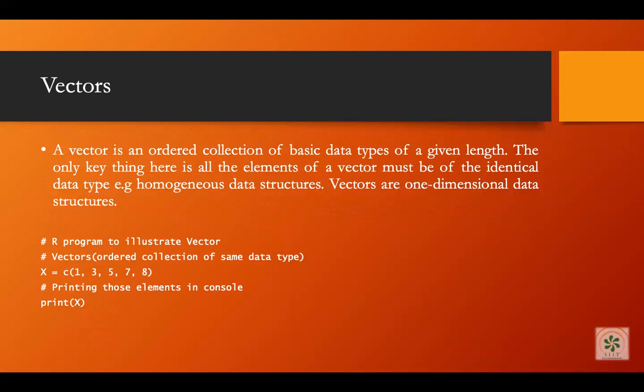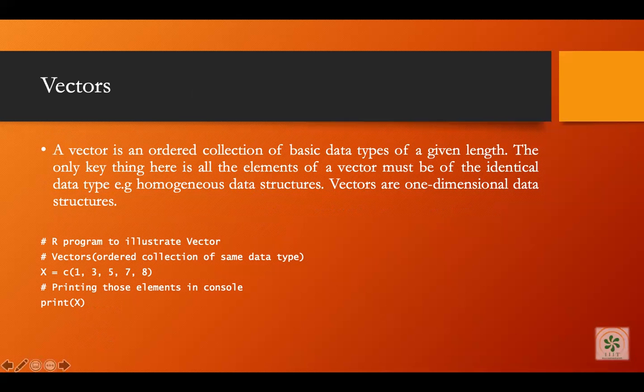Now, what is a vector? A vector is an ordered collection of a basic data type of a given length. The only key thing is that all the elements of a vector must be of the identical data type, that is, a homogeneous data structure. Vectors are a one-dimensional data structure.